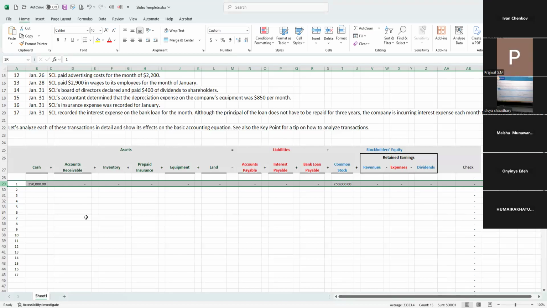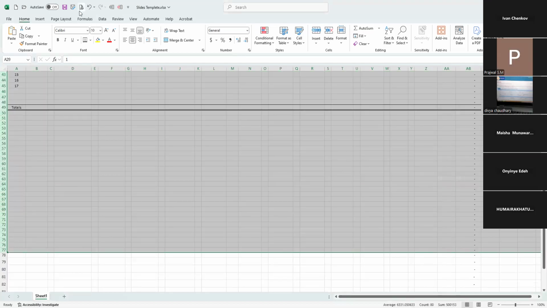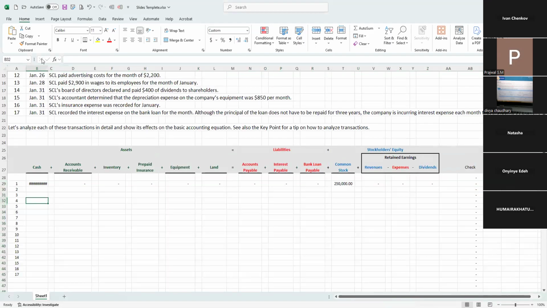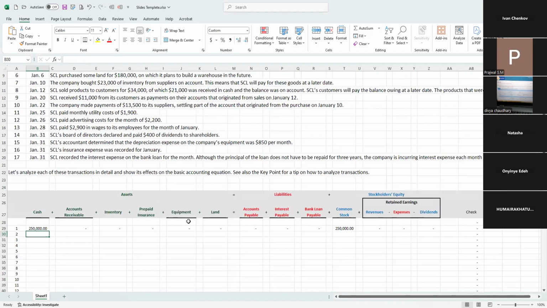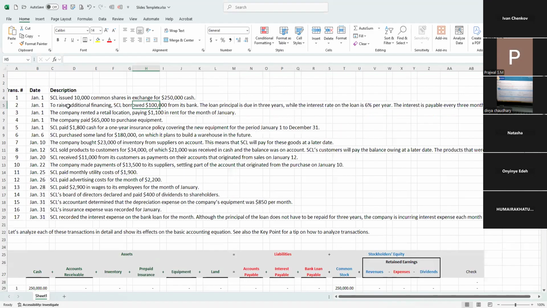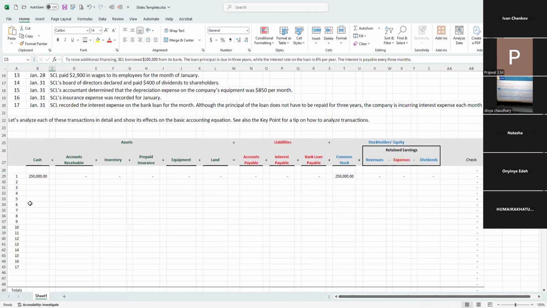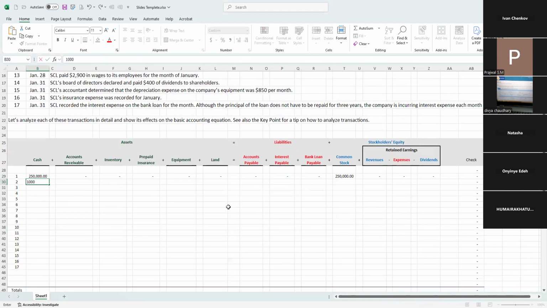Liability. But no, tell me what the company gets. Cash. Money, cash. How much cash does the company get? 100,000. The company gets $100,000. Nothing else, right? No accounts receivable, no inventory, no prepaid insurance, no equipment, no land.